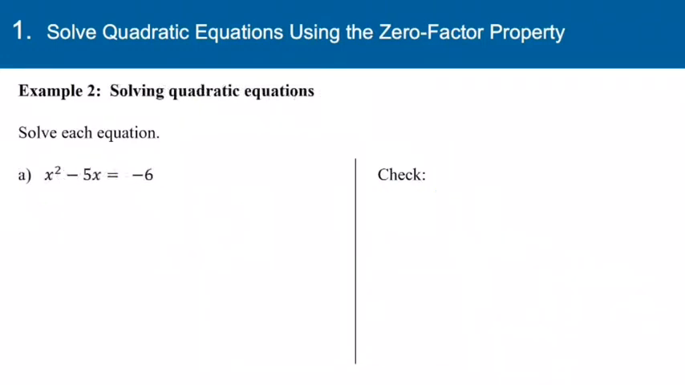Now let's look at example 2 together. We're still solving quadratic equations, but in example 2, the equation is not given to us in a factored form. So notice that we have x squared minus 5x equals -6.